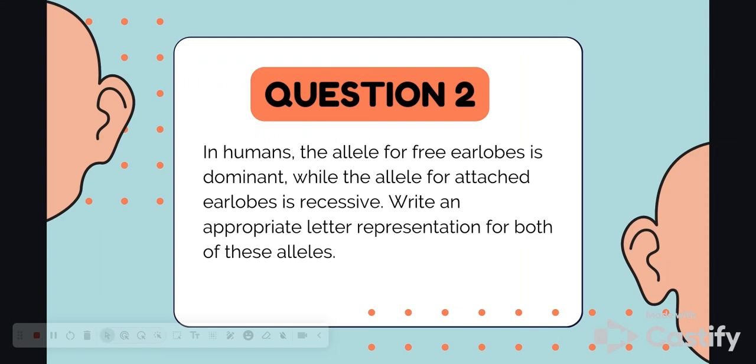In humans, the allele for free earlobes is dominant, while the allele for attached earlobes is recessive. Write an appropriate letter representation for both of these alleles. Again, pause and see if you can solve it.